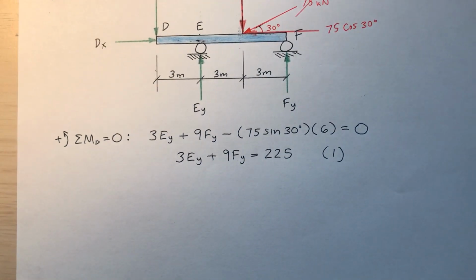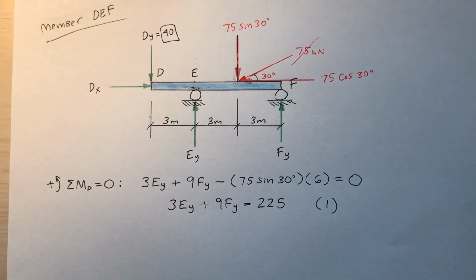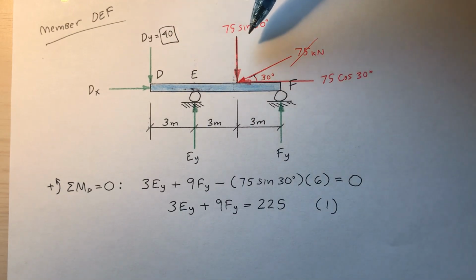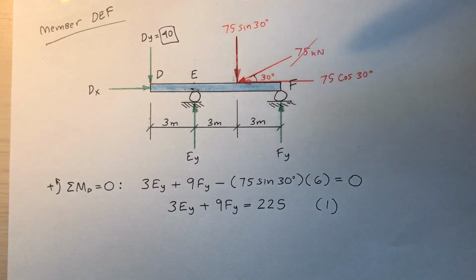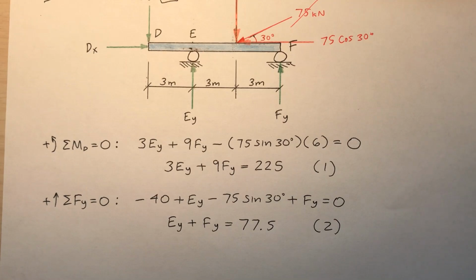Okay, the next thing I'm going to do, take the sum of the forces in the y direction and set that equal to 0. So what have I got in the y direction? I've got 40 going down, that's d sub y. 75 sine 30 going down. Going up, it looks like I've got e sub y and f sub y. So 4 items to consider in terms of the y direction. So I'm going to write an equation for that. And like magic, it appears.